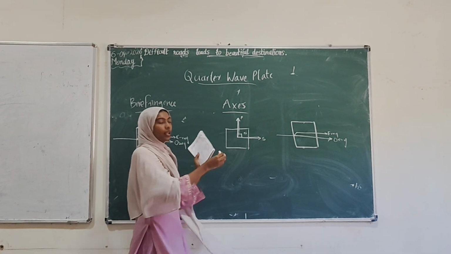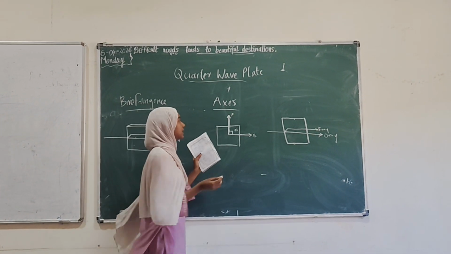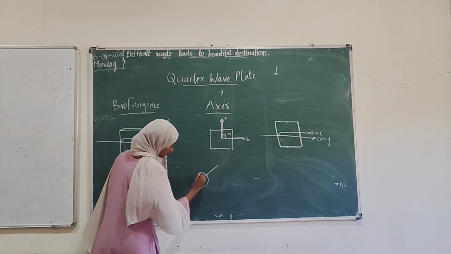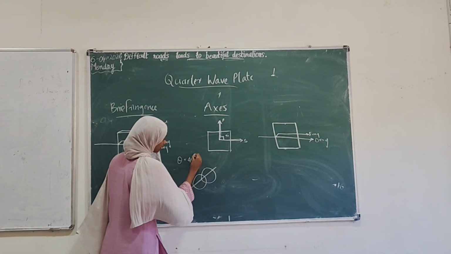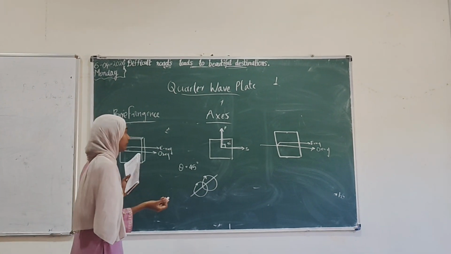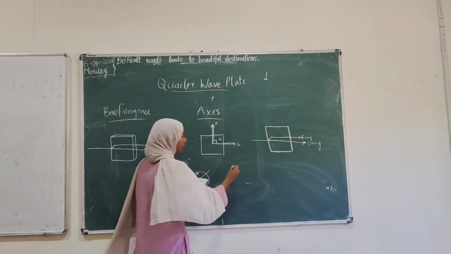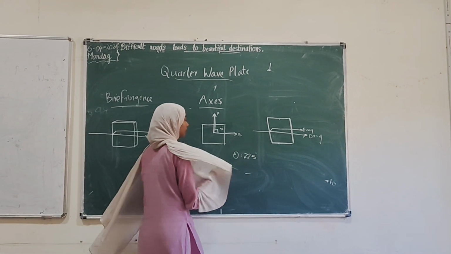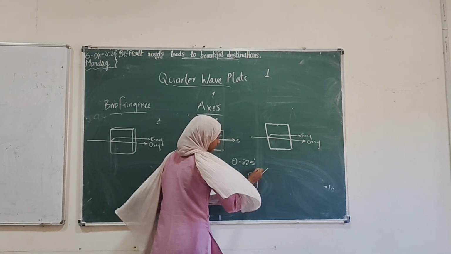I can represent it on the board. The light should be 45 degrees with this axis. In that way, we will get an output light. If theta is equal to 45 degrees, we will get a circular polarized light. And if the angle is other than 45 degrees, for example 22.5 degrees, we will get an output of elliptically polarized light.